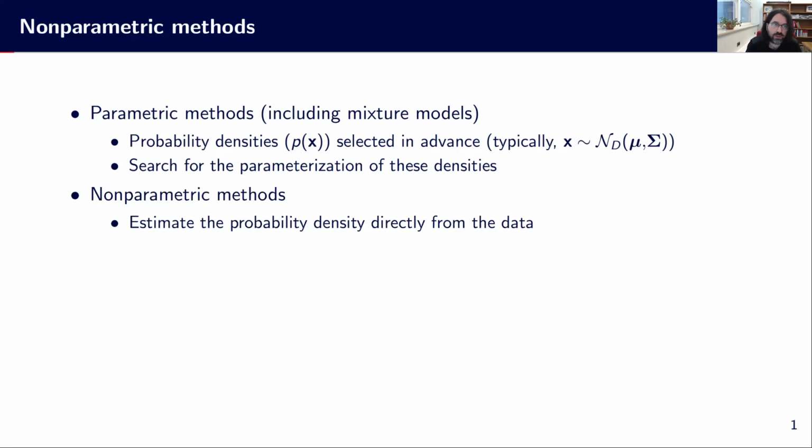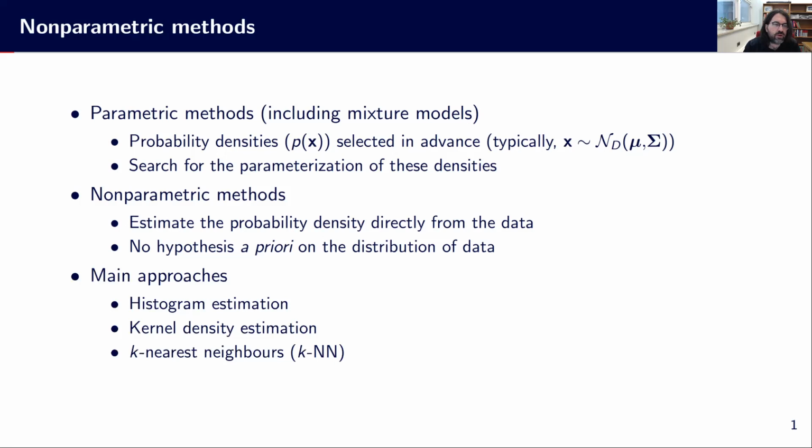With non-parametric methods, we are looking to estimate the probability directly from the data. So the idea is to say we don't have parameters, we in fact use the data as the parameterization of our model. With such an approach, there's usually no a priori hypothesis, so we don't have any kind of assumptions on the distribution of data, more or less. And there are several approaches for that.